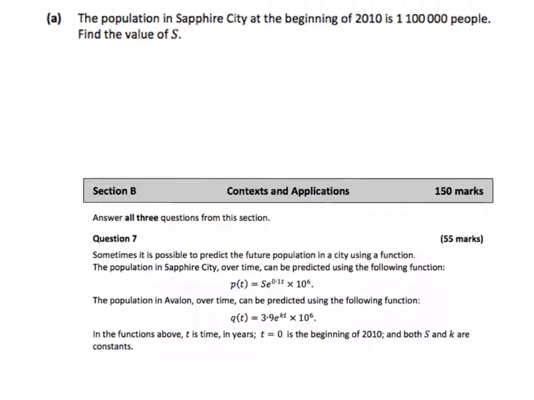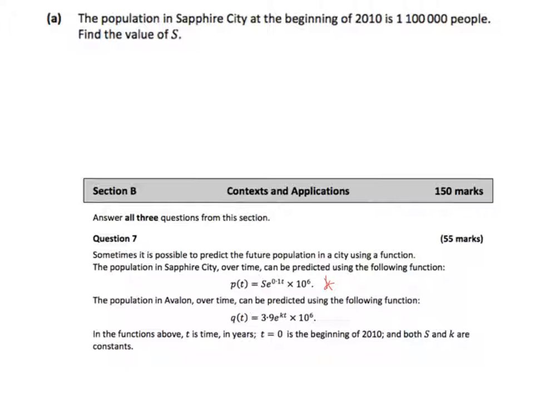Okay, and so here I'm asked to find the population. I'm told the population in Sapphire City at the beginning of 2010 is 1,100,000 people, and I'm asked to find the value of S. And so there's a couple of useful pieces of information in our introduction. First of all, the function that relates to Sapphire City is this one here. P of t is equal to S multiplied by e to the power of 0.1t by 10 to the power of 6.